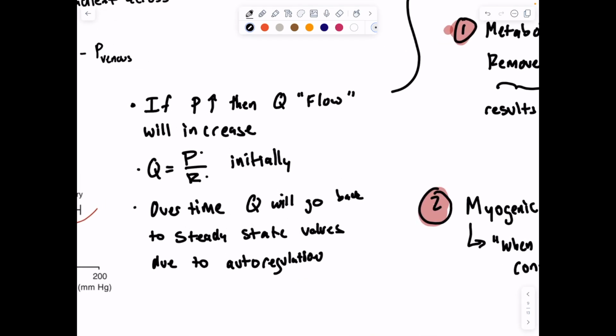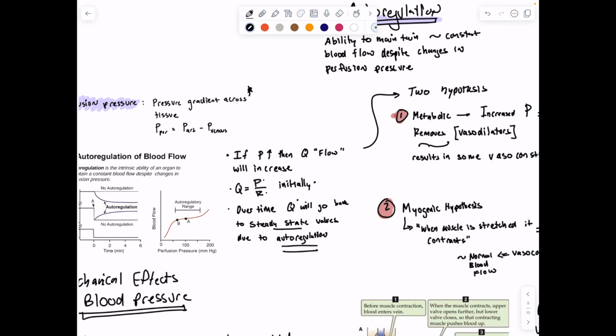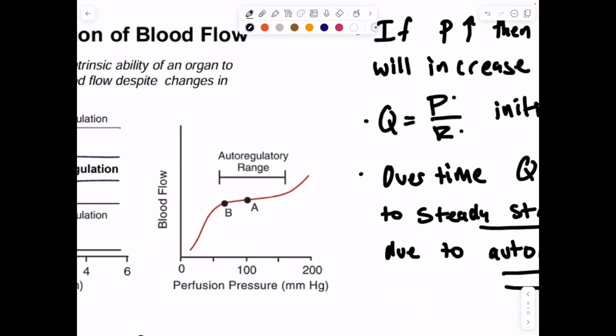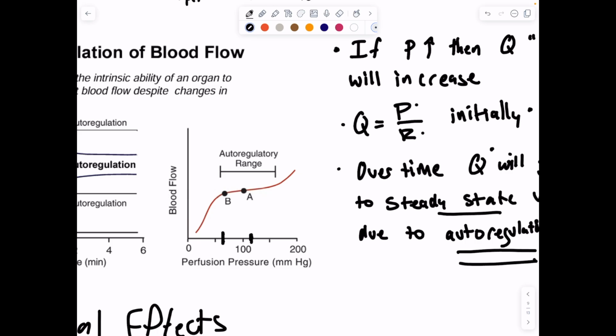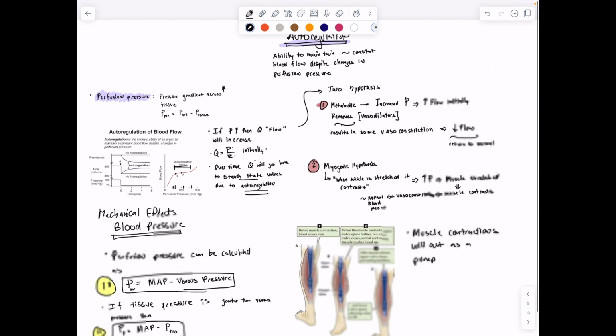And so if pressure increases in the vessel, fluid flow is going to increase initially, but the body likes to maintain homeostasis, right? And so over time, the fluid flow will go back to the steady state values due to autoregulation. All right, so why would that be the case? And this is true within what we call the autoregulatory range. So a certain blood pressure, maybe 60 to 160, where the body can get you back to regular blood flow as long as you're within the autoregulatory range of perfusion pressure. If you're beyond that, then there's not too much these mechanisms can do.